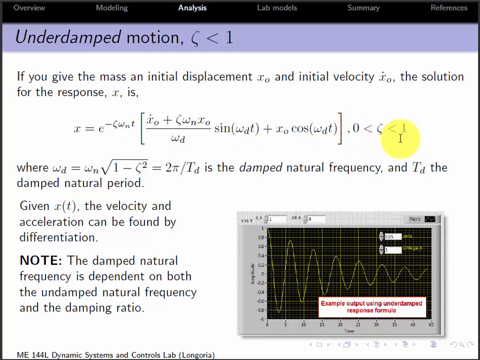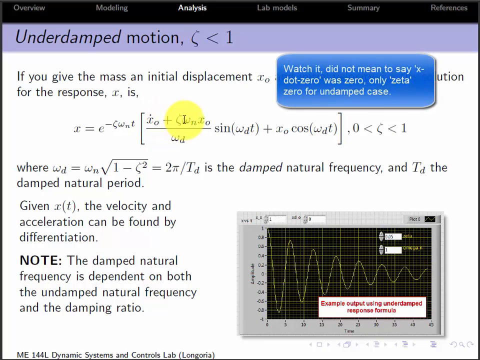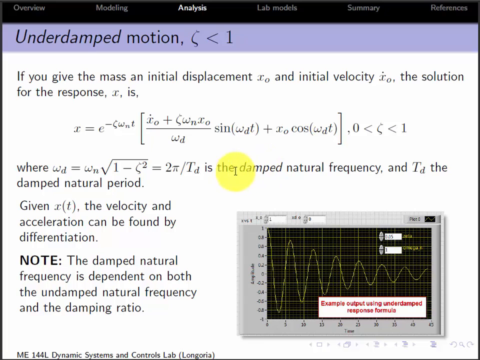By the way, this is the solution here, x for zeta values between 0 and 1. Actually, it includes 0, because if you were to make x naught equal to 0 and zeta equal to 0, this defaults to the undamped case that we've looked at already. So this should include 0. And note in front of the whole sine and cosine, you have what you recognize as a decaying exponential with time, and it depends on zeta and omega.